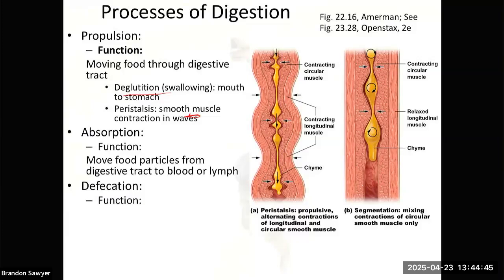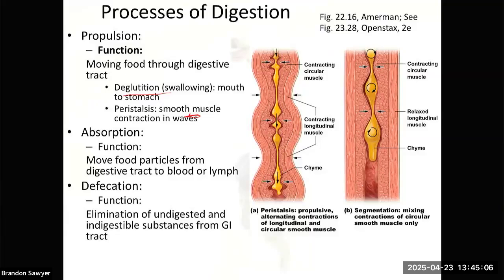Okay, then absorption is getting that food from the digestive tract into your blood. For the most part, in the case of fats or lipids, we put it into our lymphatic system first. We'll talk about that next class. And then lastly, defecation is eliminating it, right? Getting the stuff that we don't need, or that we can't process, the undigested things, and excreting them from the body.